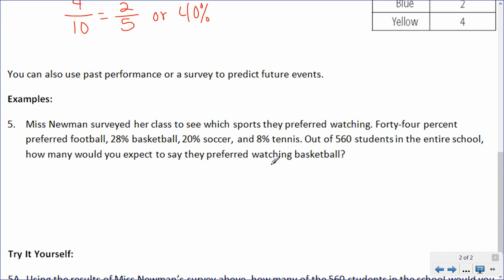Okay, so if these percents from her survey are fairly accurate, then these percents should also apply to the population as a whole. So if we want to know how many people would say that they prefer watching basketball, we know 28% of Miss Newman's class liked basketball. So we know that's 28% out of 100%. Well, we want to know how many students are in this group. So across from the 28, we'll put an X. Out of how many people total? 560 students in the entire school.